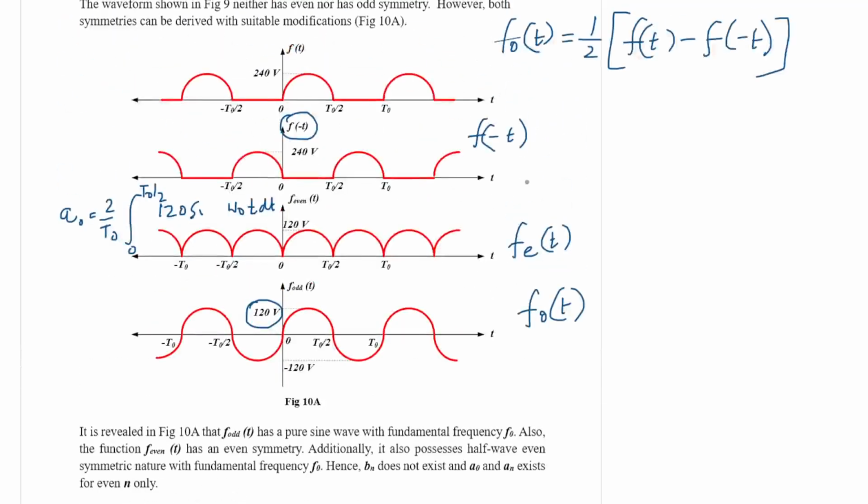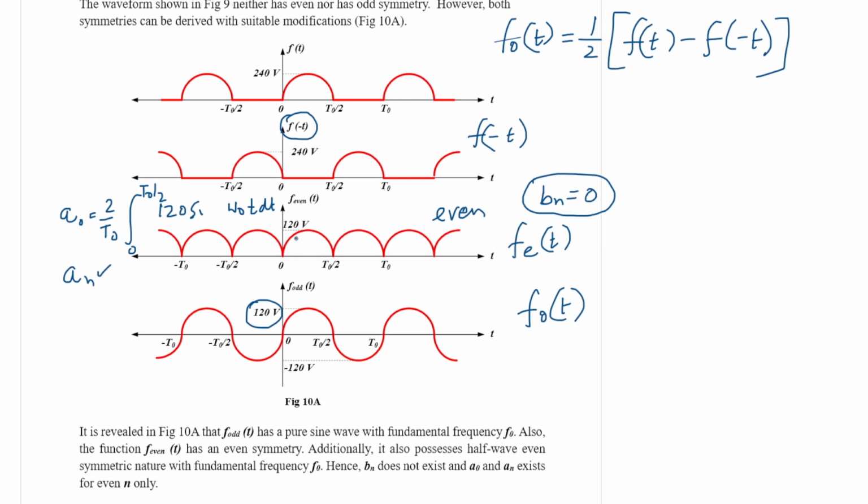However, now what about An? Let us try to figure out. You see this waveform is symmetrical about the y-axis, so it is an even function. So Bn should not be evaluated. Bn should be 0. We have already evaluated A0. Now what about An? So An is existing, we can understand.